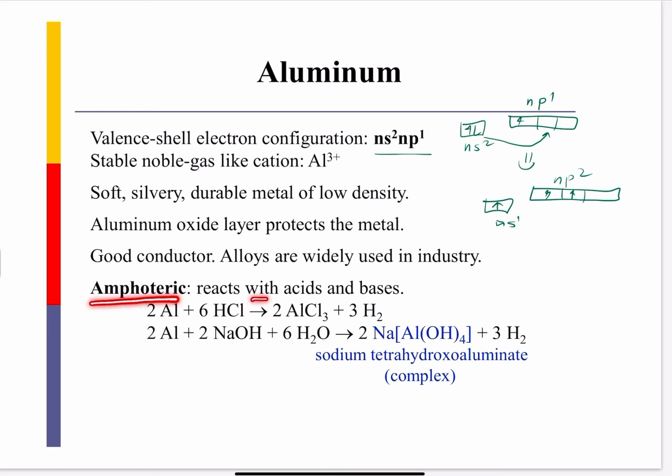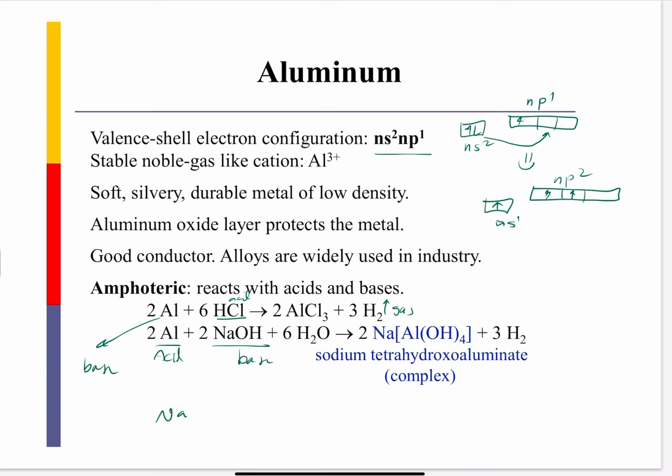They are amphoteric. Amphoteric means reacting with both acid and base. For example, here the HCl is an acid, here aluminum is the base, and they produce aluminum chloride plus hydrogen gas. But in the second reaction, with sodium hydroxide, which is the base, here aluminum is the acid. With the help of water, they produce sodium tetrahydroxoaluminate. It is a complex, it's very important. And also production of hydrogen gas.